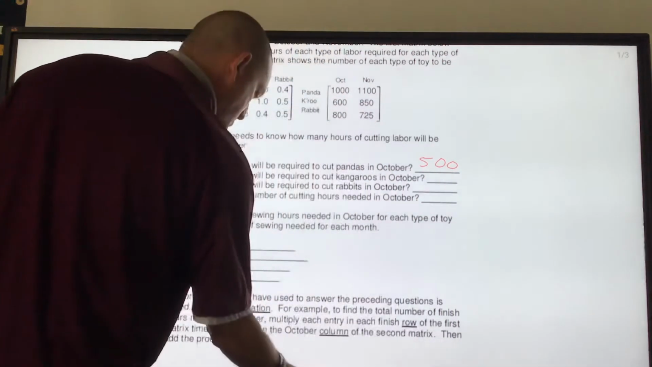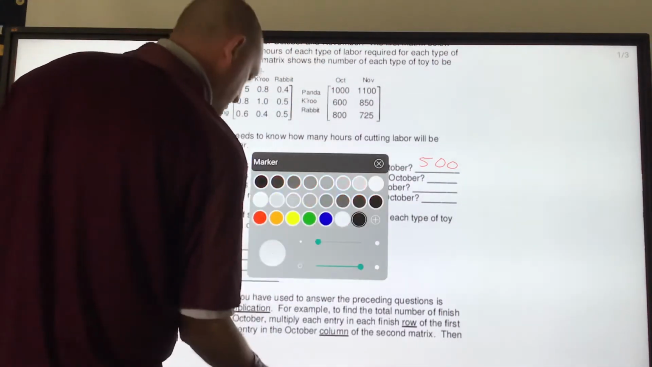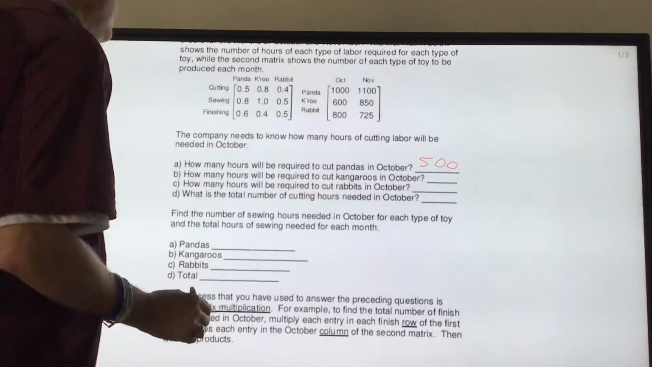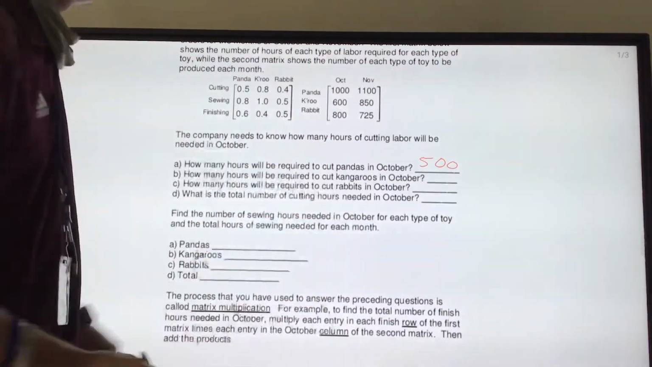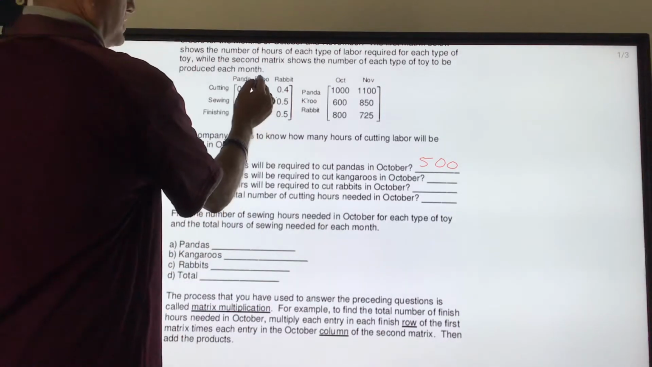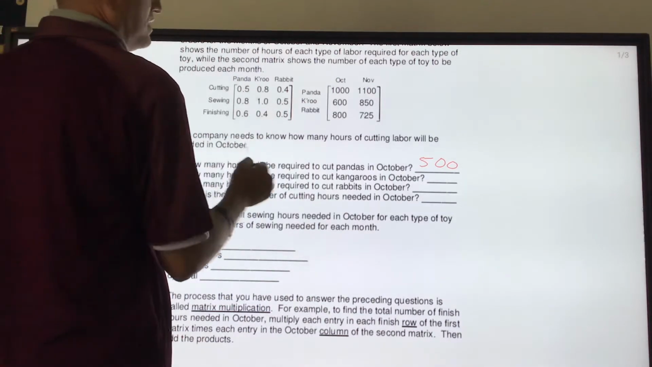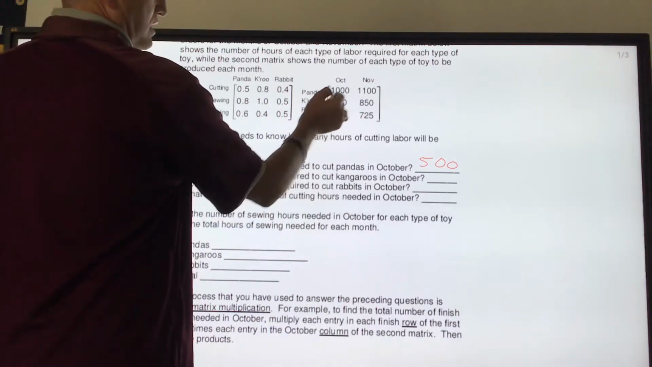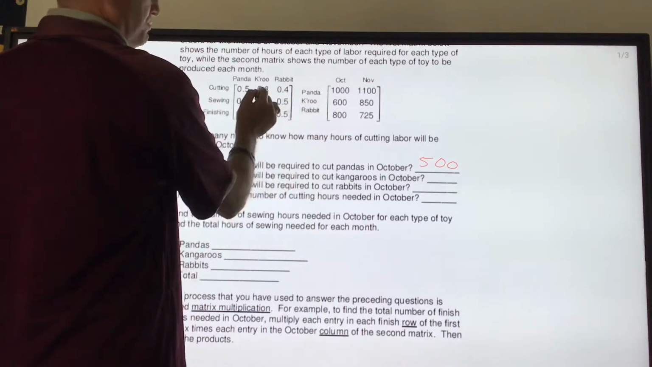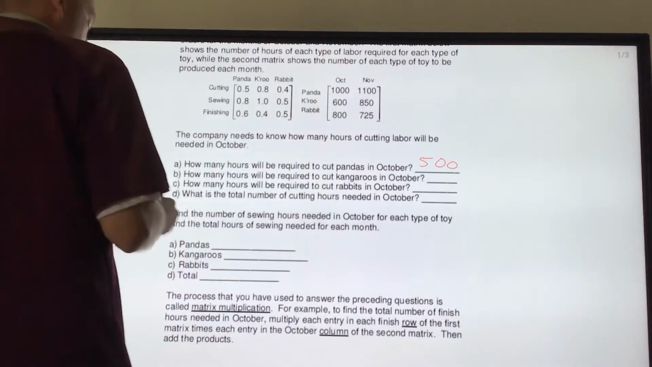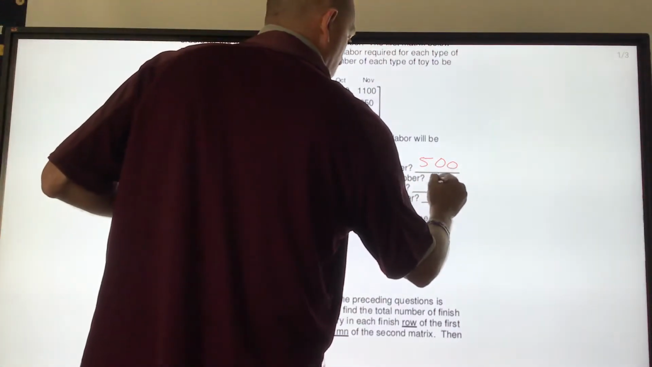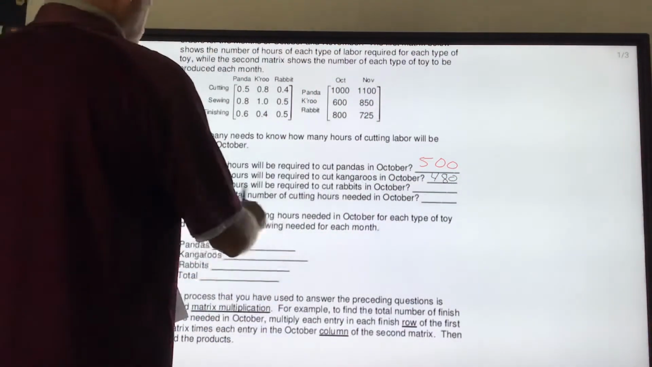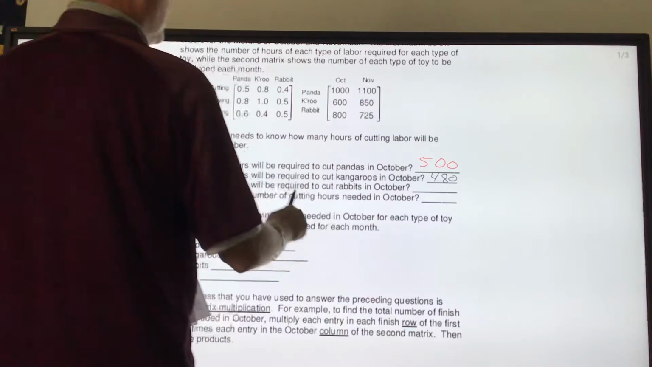I'm going to change to black so that you can see a little better. Then it asks how many hours will be required to cut kangaroos in October. Cutting of kangaroos takes up 0.8 of the overall kangaroo time, and kangaroos for October is 600. So 0.8 times 600 gives me 480.